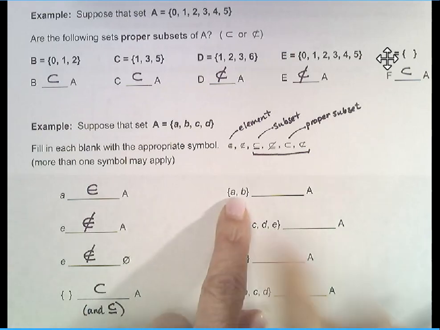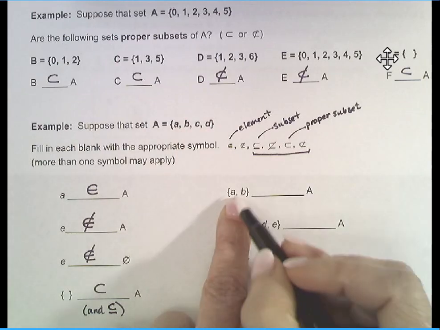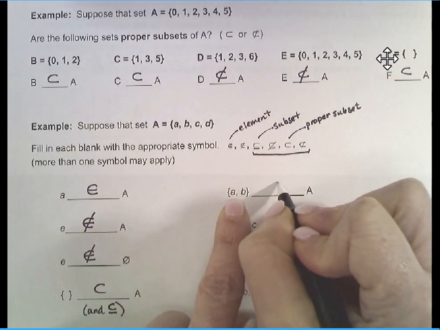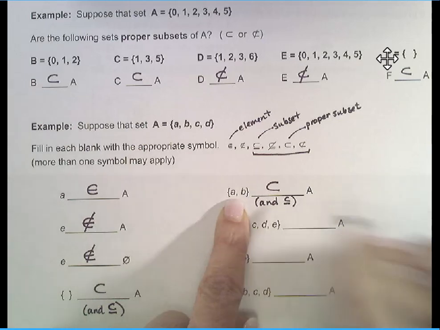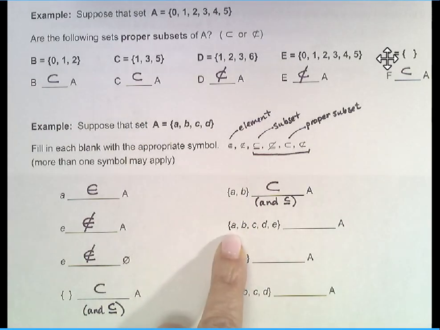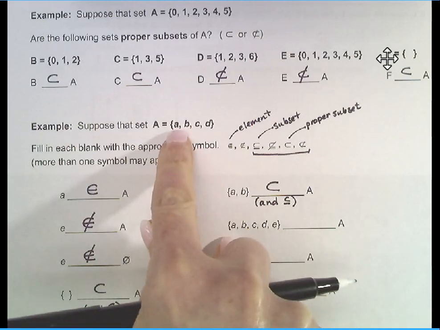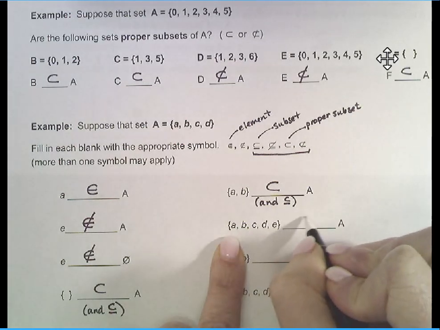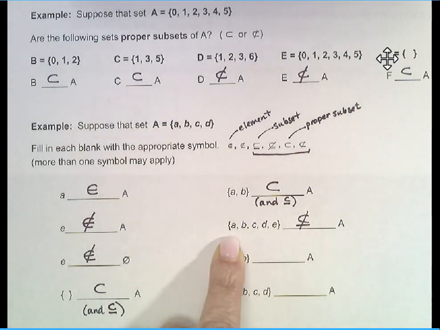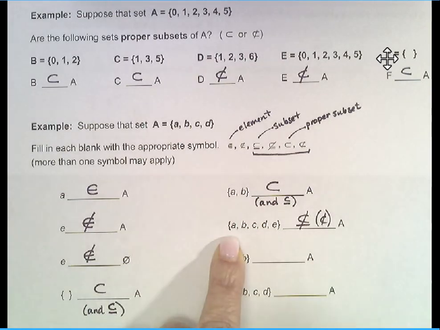How about AB? Is that a subset? Are A and B included inside A? Yes, they are. And AB has less elements, so I would say this is a proper subset. It's also a regular subset, but more specifically, it's a proper subset. How about A, B, C, D, E versus ABCD? Well, that E is kind of screwing it up, so that's not a subset. So it's also not a proper subset. If it's not a subset to begin with, how could it be a proper subset?